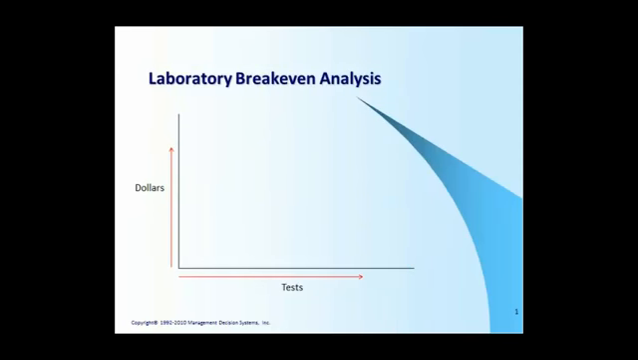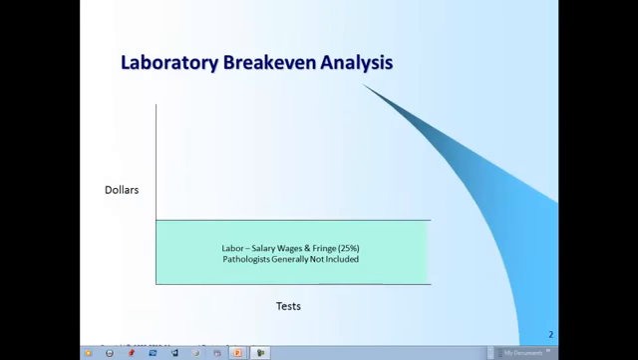Let's build this break-even model from scratch. On the y-axis, there's dollars, and on the x-axis, there's tests. As tests increase, the dollars proportionally increase as well. First, let's add labor, which is a fixed cost. It includes all salaries, wages, and fringe benefit expenses, but excludes pathologist and medical director compensation.